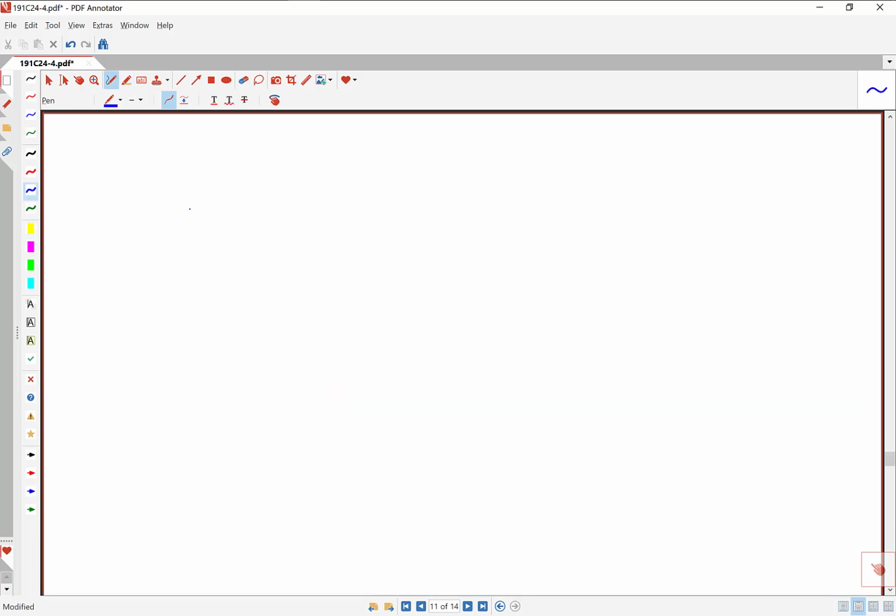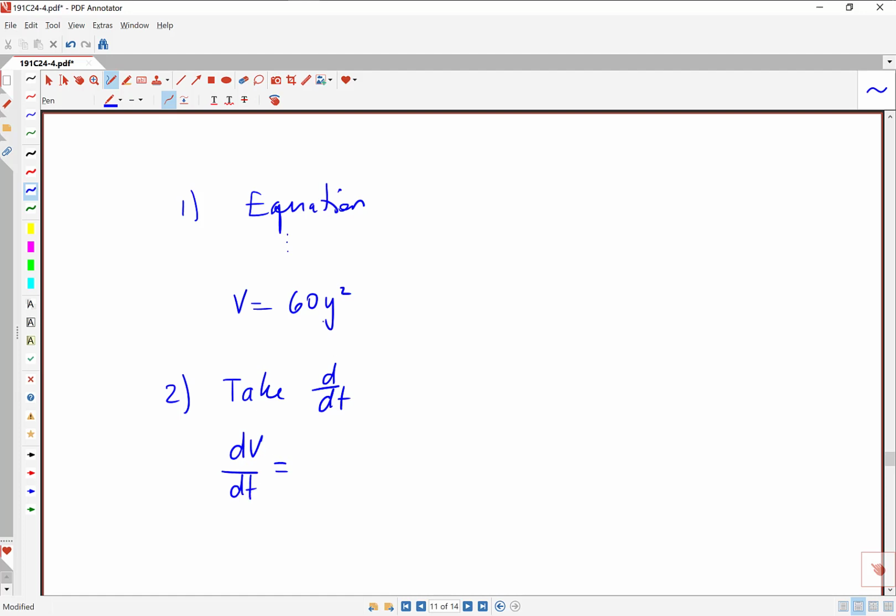So I'm just continuing on a new page here. We were doing step 1, finding the equation. We did a bunch of work and we found that the volume was equal to 60y squared. So now step 2 is to take d by dt of this equation. On the left side, we'd have dV by dt. On the right side, take the derivative of the outside function, which is 120y, and then multiply by the derivative of the inside function, the inside function being the y. So we need to go dy by dt in order to get that in terms of time.